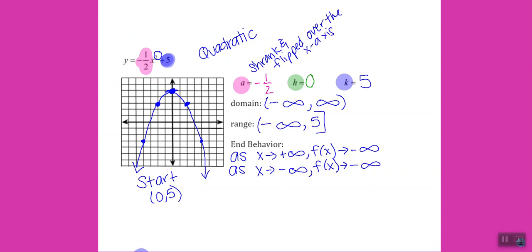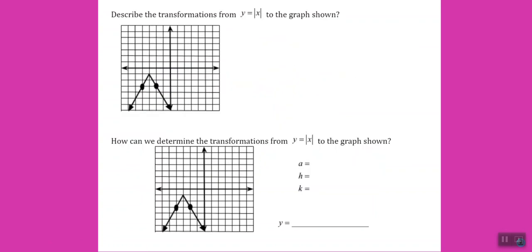It didn't move it horizontally at all, so it didn't move left or right, and then the 5 moved it up. So let's look at a picture and describe what happened.